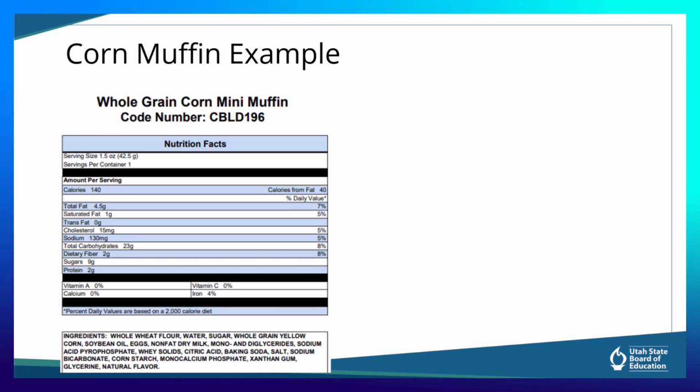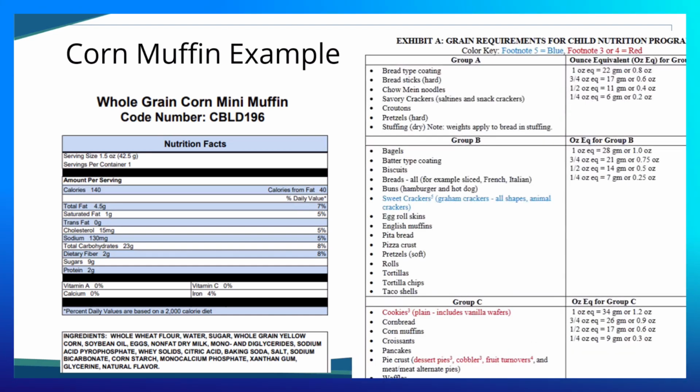Here is an example of a whole grain corn mini muffin. We will credit this muffin using Exhibit A. Our first step is to determine which group the corn muffin belongs to. Looking at Exhibit A, we can see that corn muffins are listed under Group C. Step 2 is to look at the corn muffin label and determine how much the product weighs in either ounces or grams. So how much does the corn muffin weigh? Looking at the label, we can see that one muffin weighs 1.5 ounces or 42.5 grams.